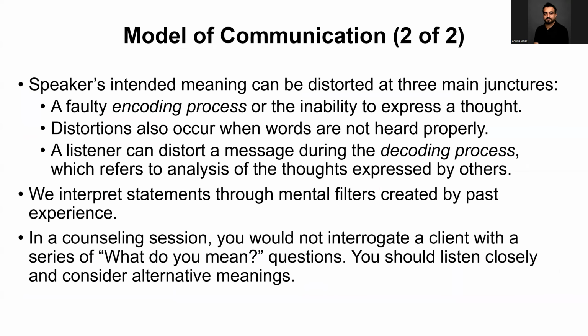A speaker's intended meaning can be distorted at three main points or junctures. A faulty encoding process, or the inability to express a thought. Distortions also occur when words are not heard properly. A listener can distort a message during the decoding process, which refers to analysis of the thoughts expressed by others. So, in several stages and steps of the model of communication, distortion can happen, mainly at three main junctures.